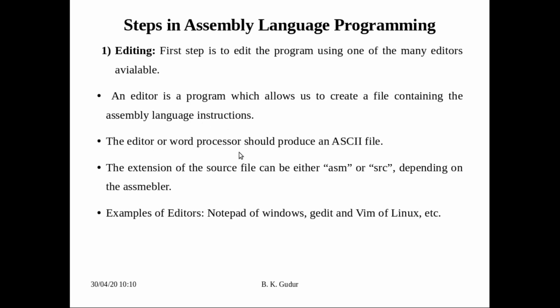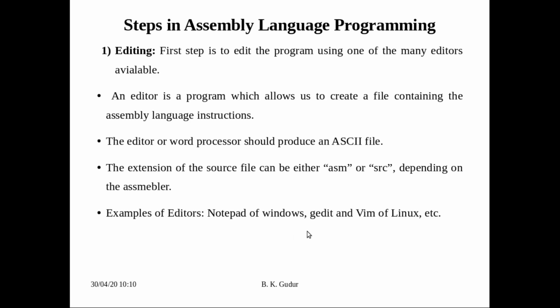The editor or a word processor should produce an ASCII file. Remember one thing, dear students: whatever editor we use, it should be able to produce an ASCII file, means a file containing the ASCII codes. The extension of the source file can be either .asm or .src depending on the assembler. Some assemblers will make use of .asm and some will make use of .src. Some examples of editors are Notepad, which you are very much familiar with on Windows, and gedit and vim. These are the editors available on the Linux operating system.